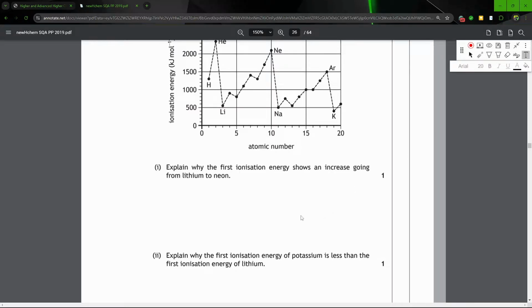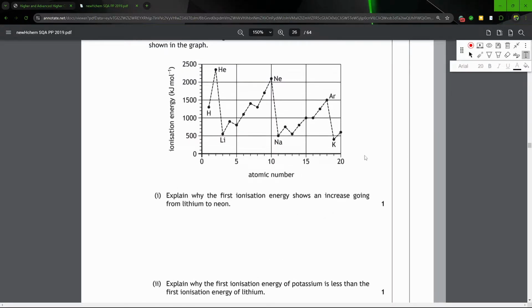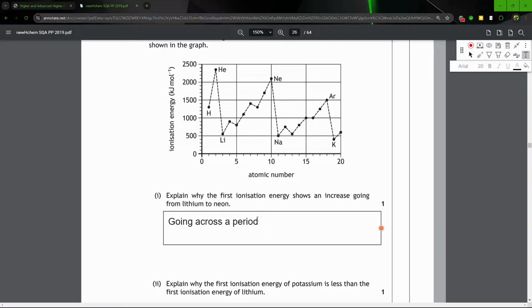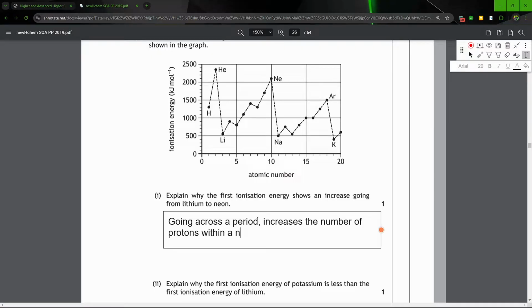Okay, so this is only 1 mark, so you don't actually need to say too much for this, but I'm going to say a bit more so you can slot it in for more advanced questions. So you can say going across a period increases the number of protons within a nucleus, and technically this will actually be enough to get you the mark in this case.